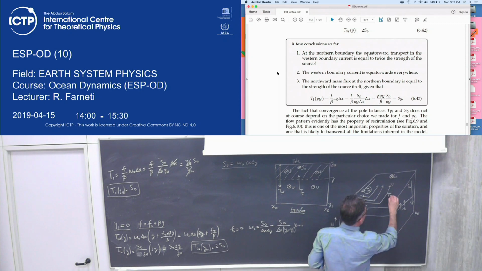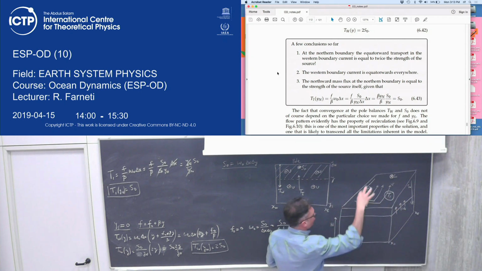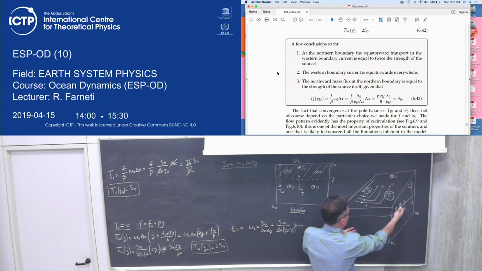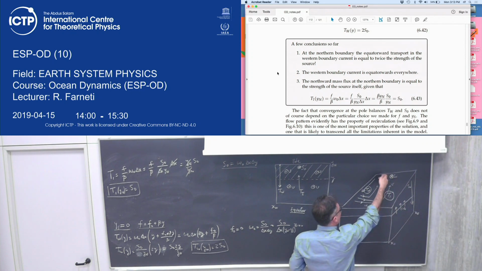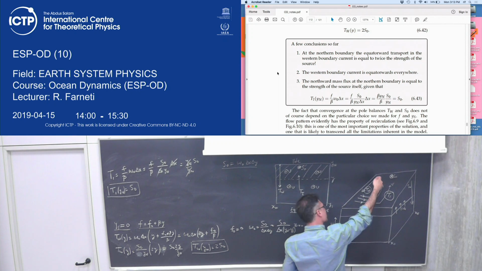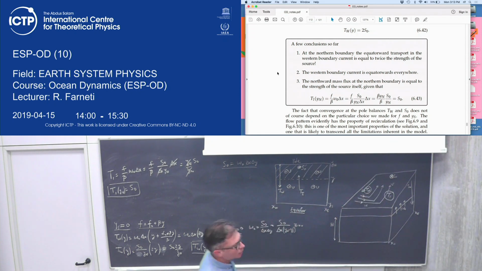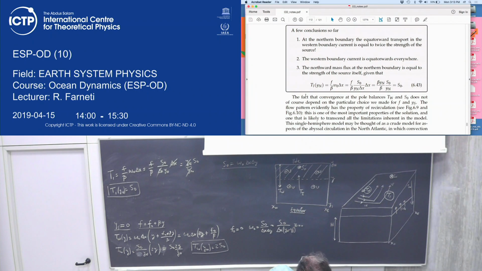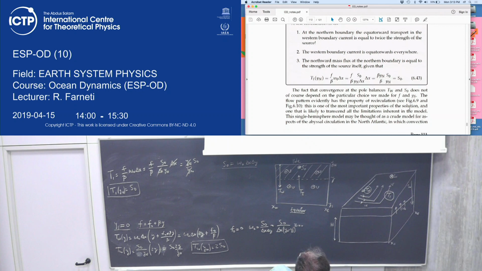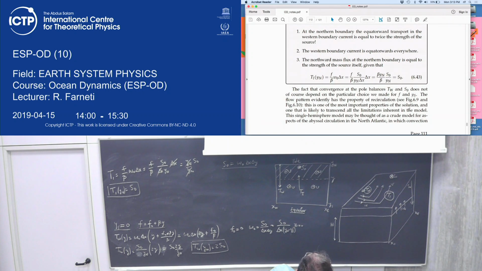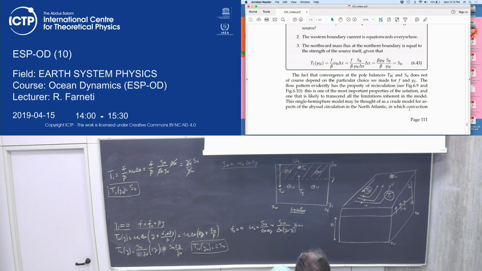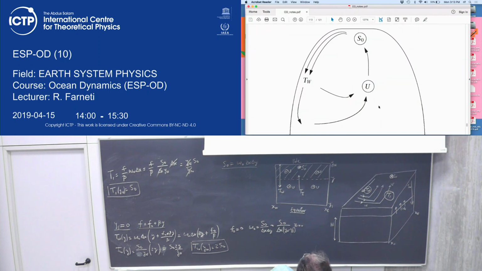So this is my T interior. Okay, you have injection S naught, which is upwelled everywhere, and you have an interior western transport. Okay, and that western transport is upwelled everywhere and returns as an interior transport, and that closes the loop. The fact that it converges at the pole balances the western transport and the injection, and does not depend on the choices that we've made. This is just a simple toy model with a square ocean. Okay.